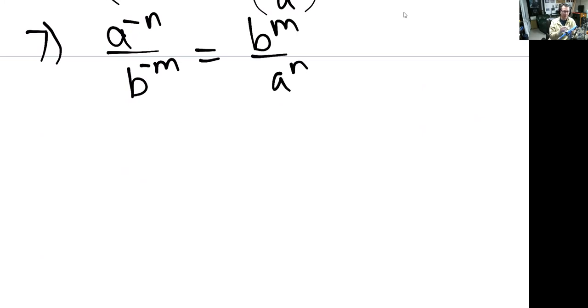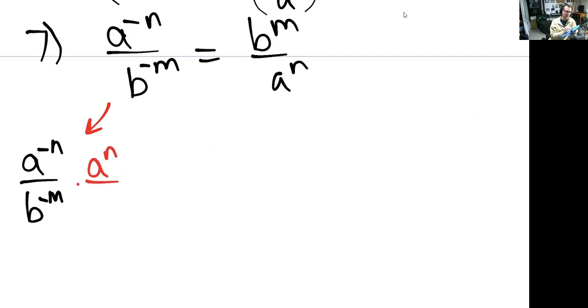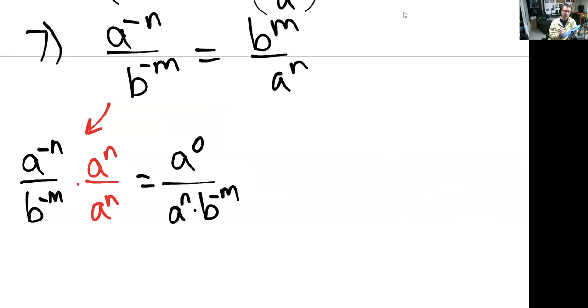Now, that actually happens in a roundabout way using the other properties. A to the negative n over b to the negative m. We're going to multiply that by an interesting thing here: a to the n over a to the n. That's 1, no matter what a is, unless a is 0. And so up top, what do we get? We get a to the zeroth. You add the exponents because the bases are the same. So this is a to the zeroth over a to the n times b to the negative m. This up here is just one. A to the zeroth is just one.